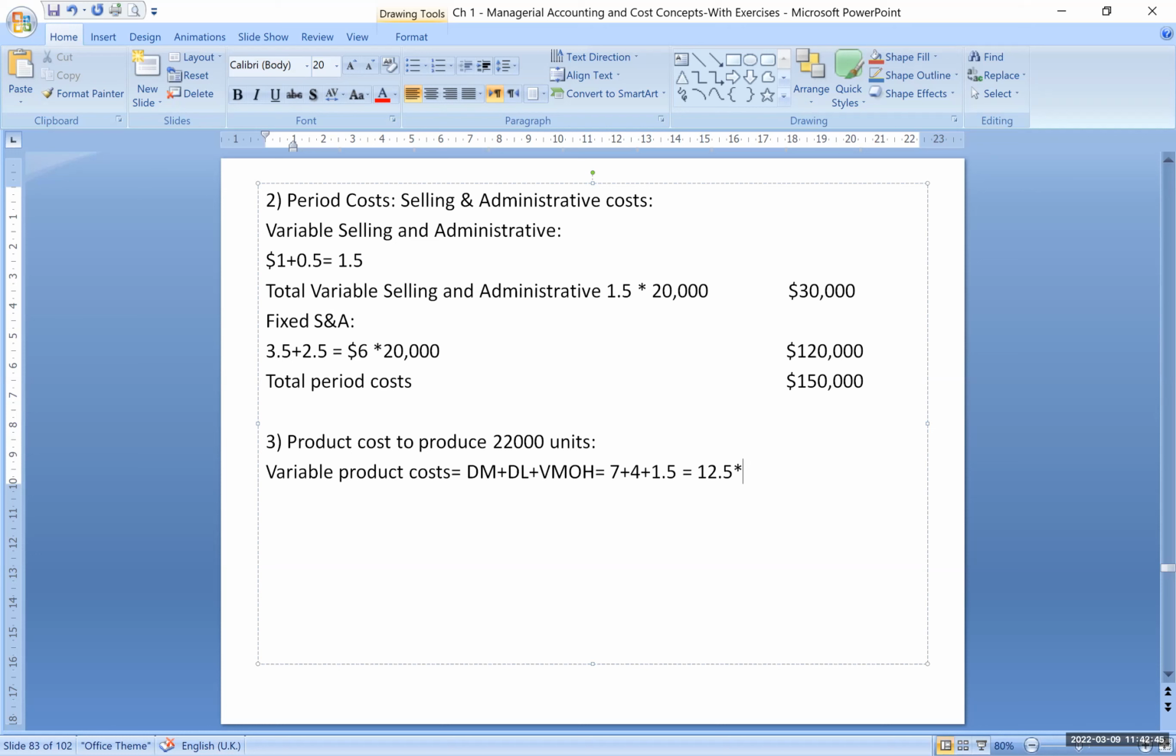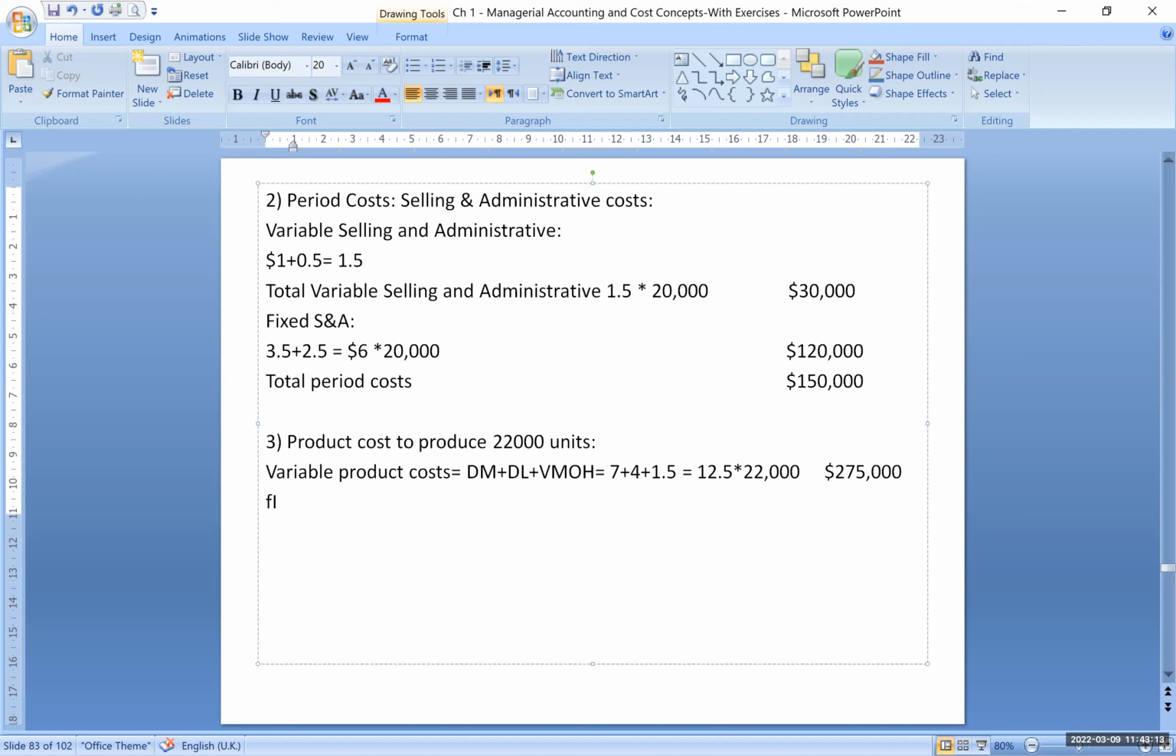Multiply by what? Multiply by 22,000 units and the answer will be $275,000. Okay, this is the variable part only to produce the 22,000 units.